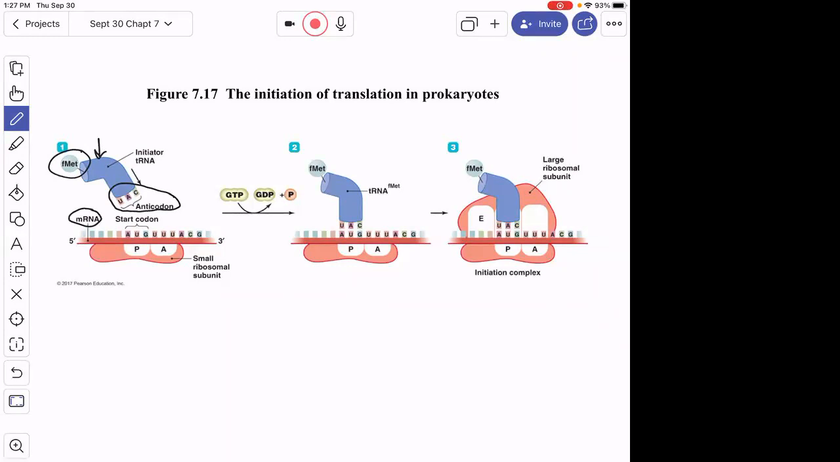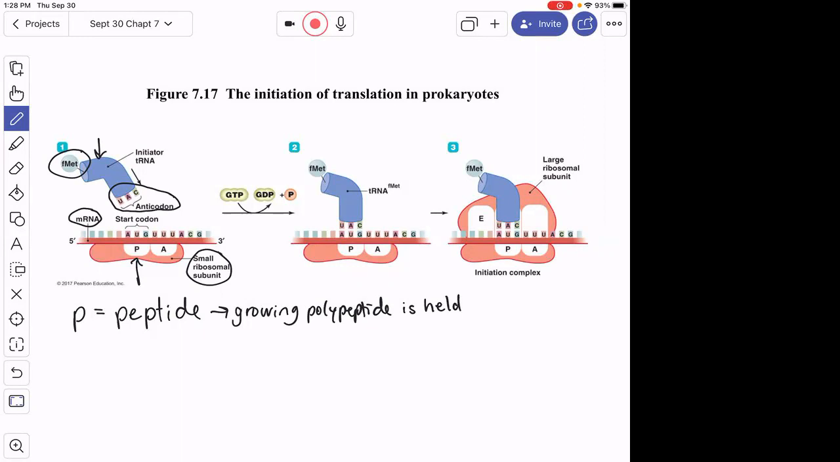It has found a small subunit of the ribosome, and here it shows it already docked to that small subunit of the ribosome. We're going to look at that a little bit more closely in a minute, but that start codon is going to dock at the P site. So P typically stands for peptide or peptidyl. That is where the growing polypeptide is kept or is held.